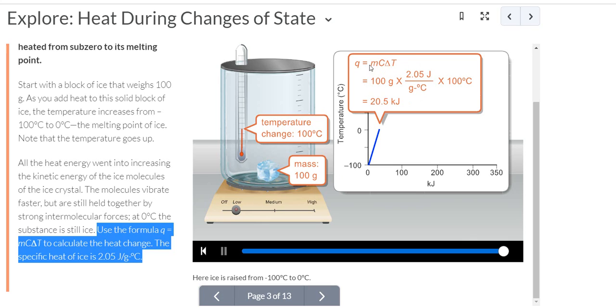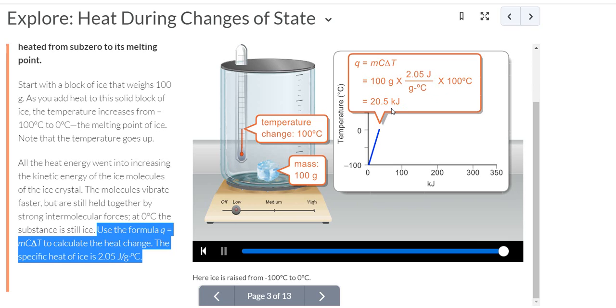So that's what this crazy mess is. I don't want you to be afraid of looking at this. I want you to see what this is calculating. So this is heat equals mass times specific heat times the change in temperature. The mass of the ice is 100 grams multiplied by the specific heat of ice, which they gave us down here. So 2.05 joules per gram degree Celsius. That's not a minus sign. Times the change in the temperature. The temperature went from negative 100 to 0. Okay, so it's a 100 degree temperature change.